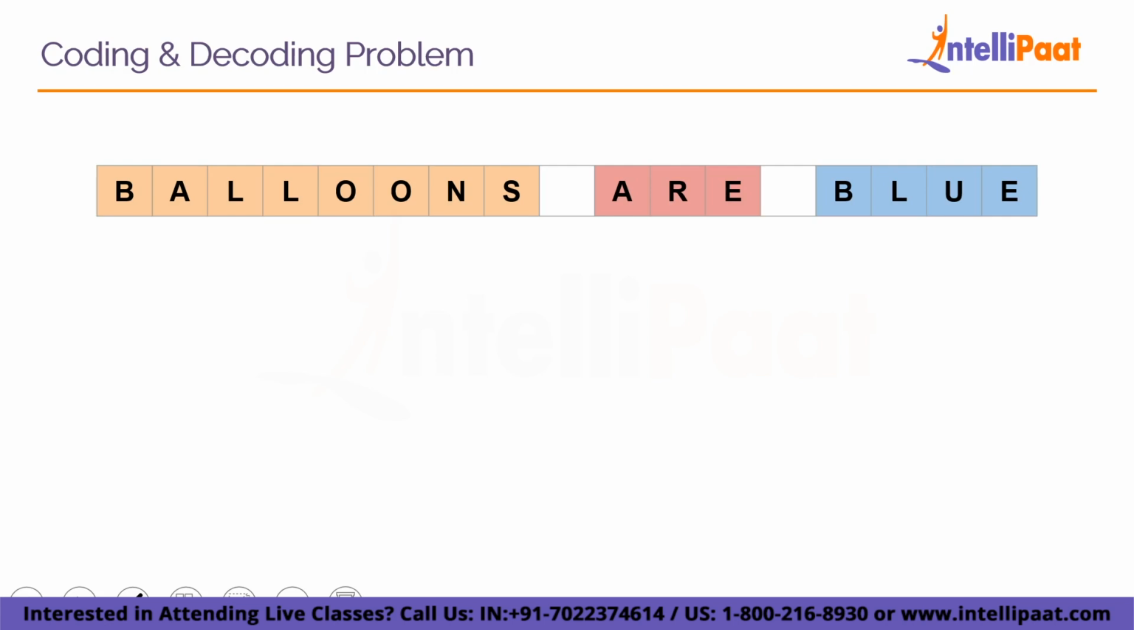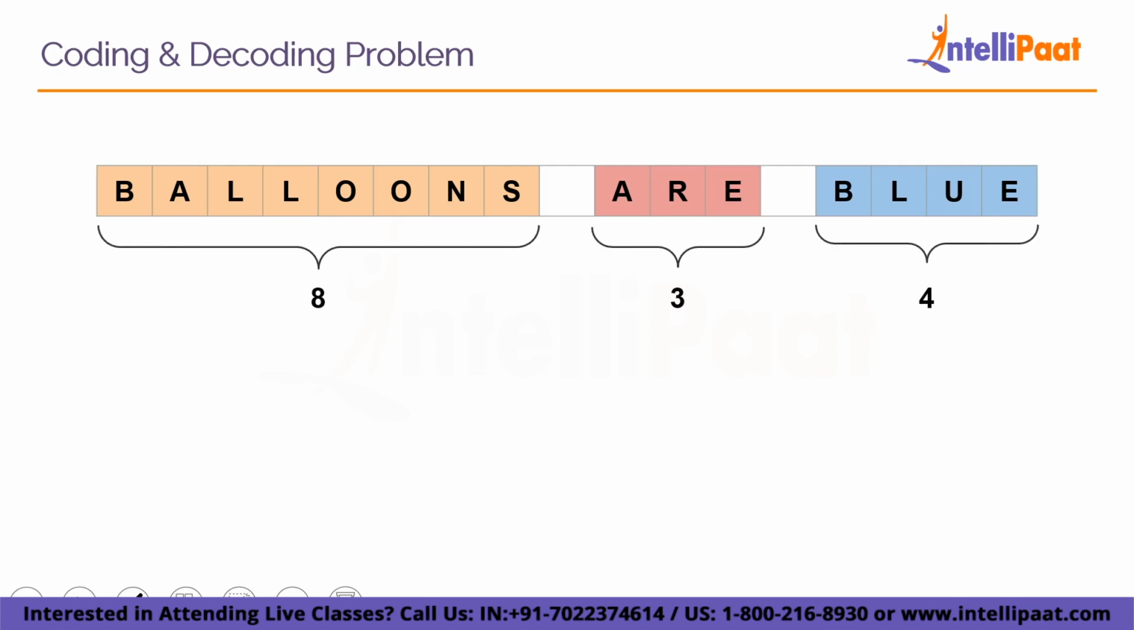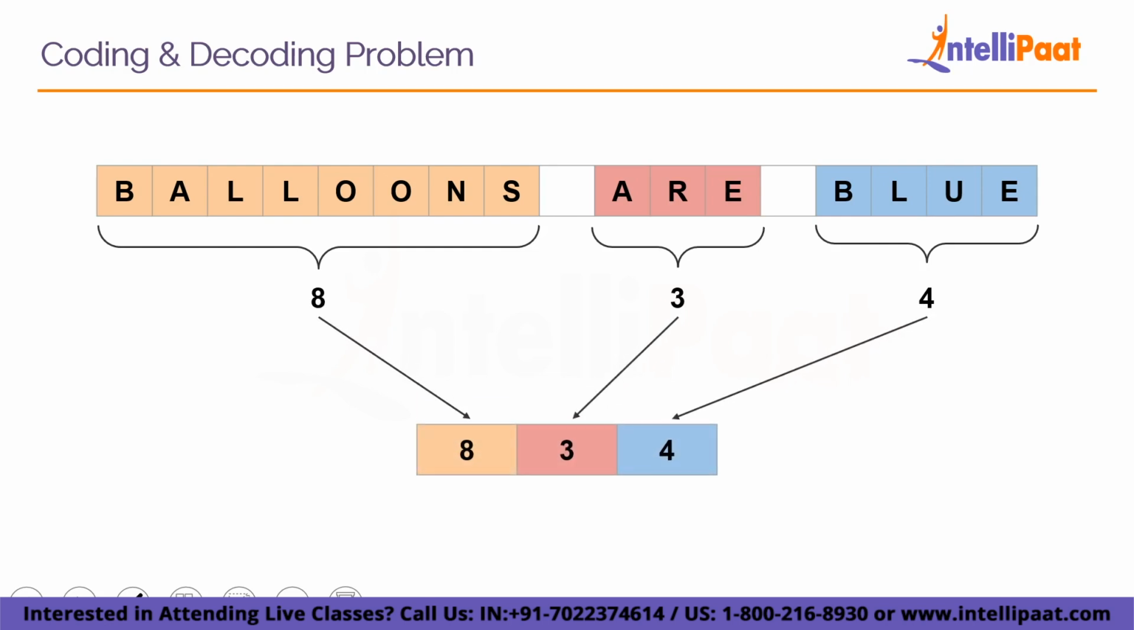For balloons there are 8 letters, for R there are 3 letters, and for blue there are 4 letters. So as you can see, we have 8 letters in balloons, 3 letters in R, 4 letters in blue, and that's how it is coded 834. It's nothing special, they are just calculating the number of alphabets present in each word and converting that into a code. Let's check the other information also using this pattern.